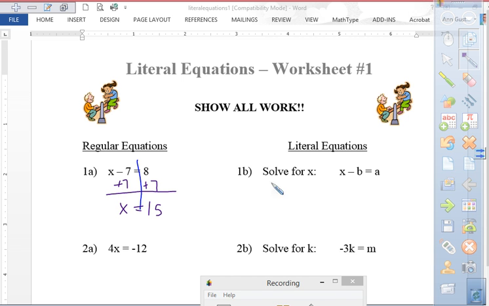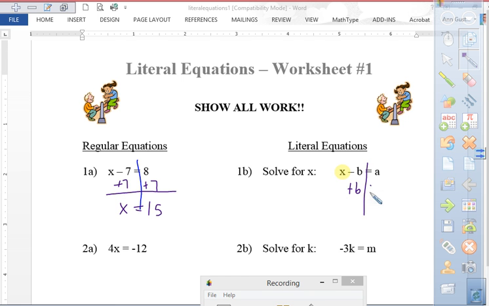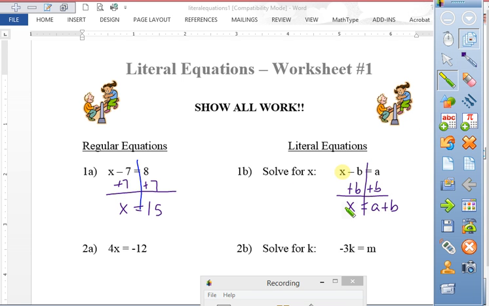Let's try a literal equation. It says solve for x. So we want to get x by itself, so we need to get rid of the b. So I'm going to add b to both sides of the equal sign. When I do that, I'm left with x is equal to a plus b. The directions were to solve for x. So notice x is all by itself. We added b to both sides, so we get a plus b. This is our answer. It's an equation solved for x.